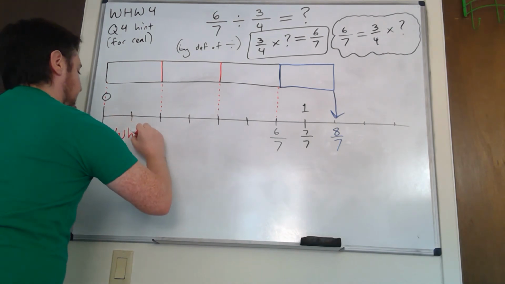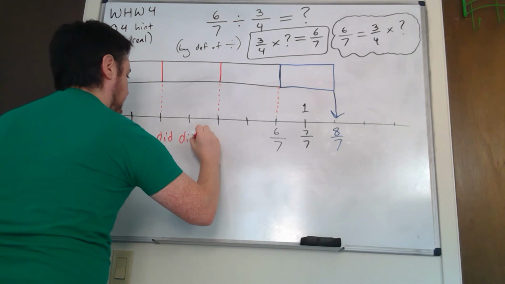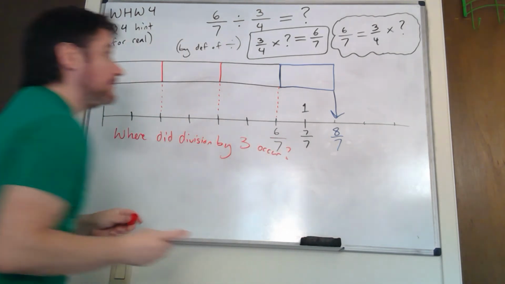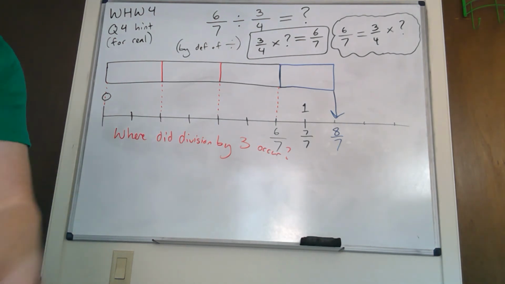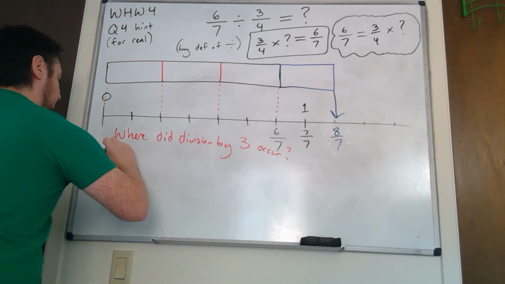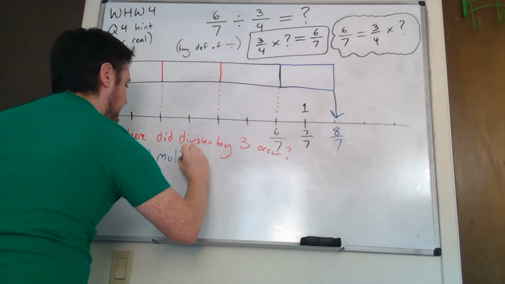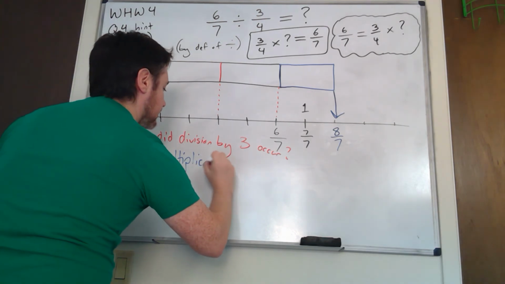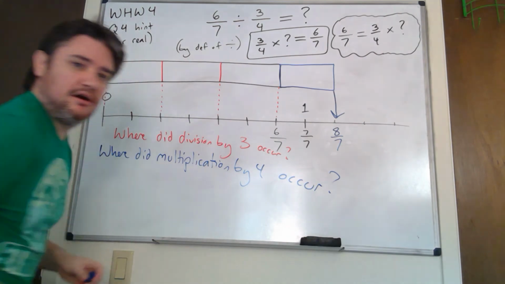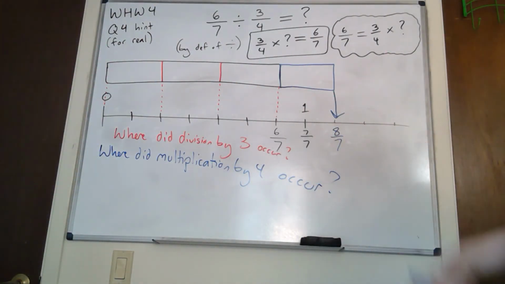Let me color code this. Where did division by 3 occur? And I did that in red. And then where did multiplication by 4 occur? Where did multiplication by 4 occur? Okay, and I know that's probably chicken scratch and then the sunlight, but where do those things occur?